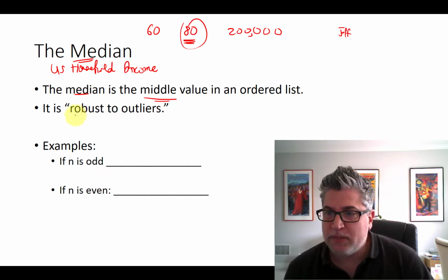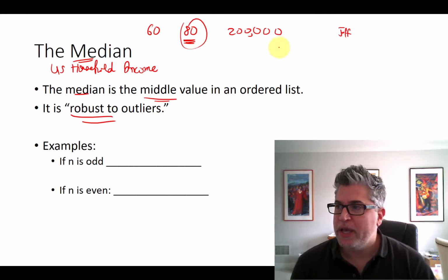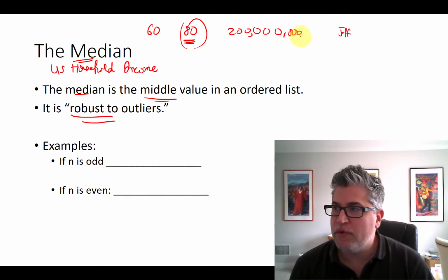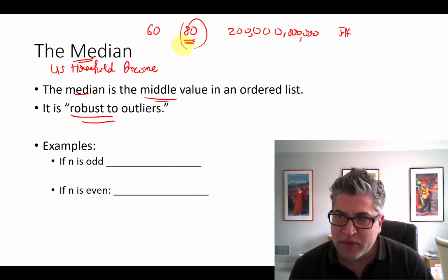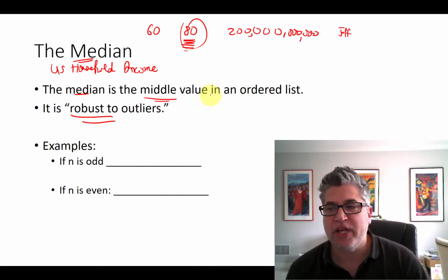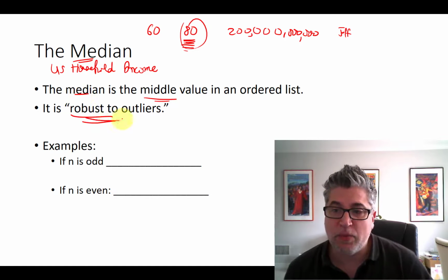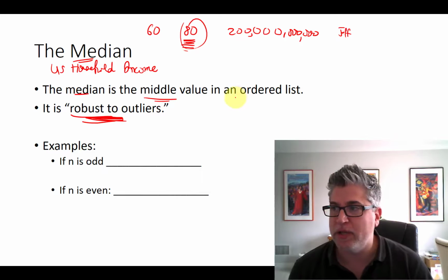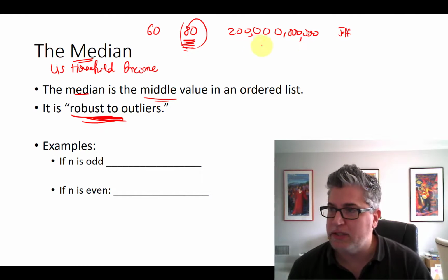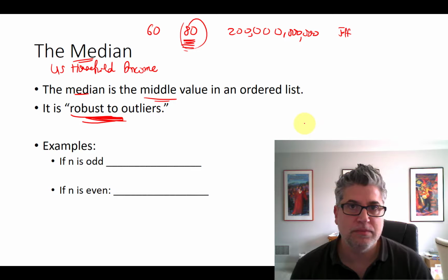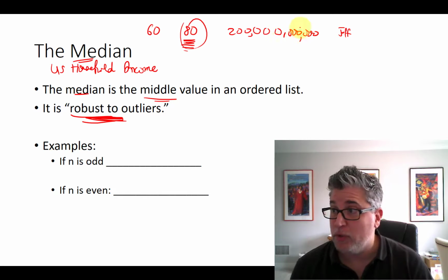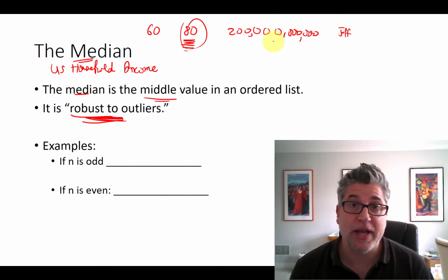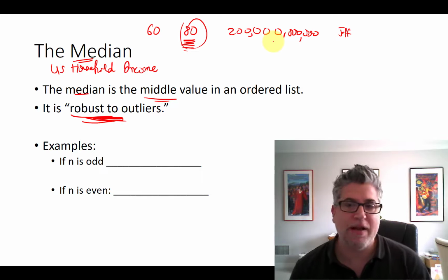The median is awesome because it's robust to outliers. If I were to add a few more zeros here to these three numbers, the middle number is still 80. It didn't change. So we say that the median is robust to the presence of outliers because it didn't change at all, even when we added tons and tons of zeros. Whereas the average really does depend on what happens with those high numbers. They pull up the average a whole lot.